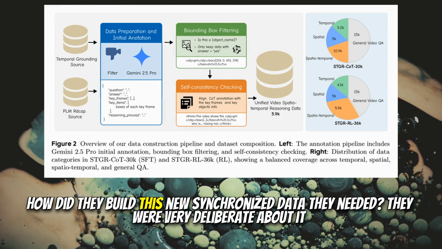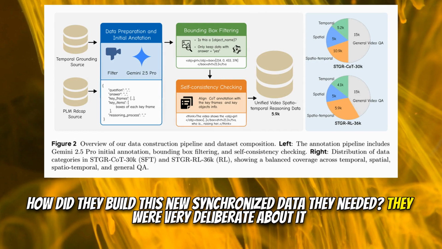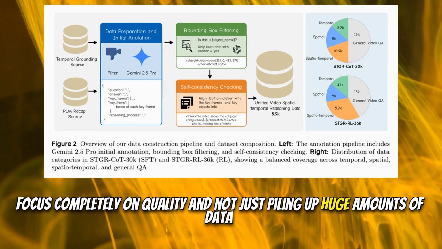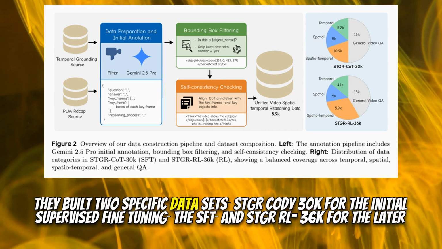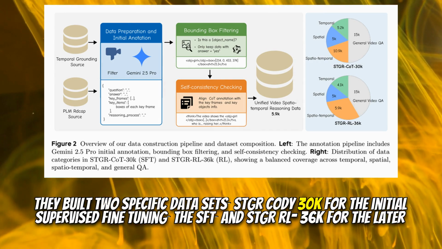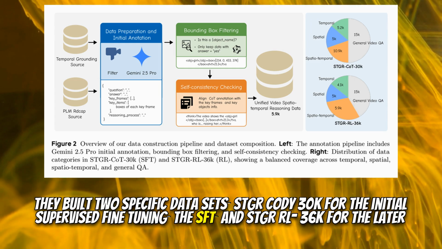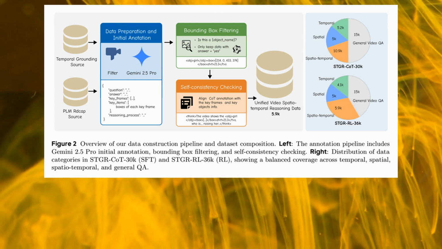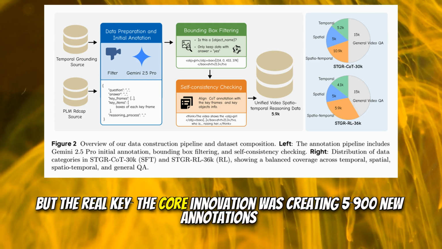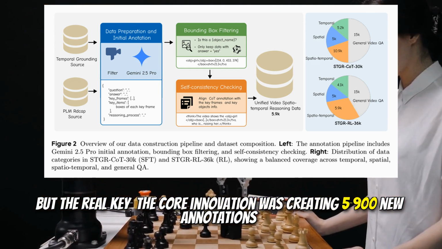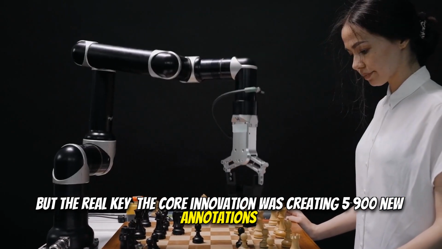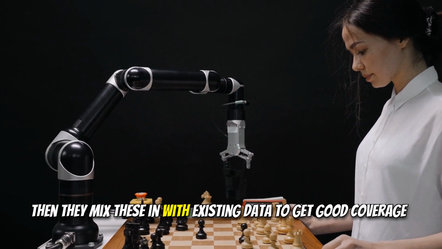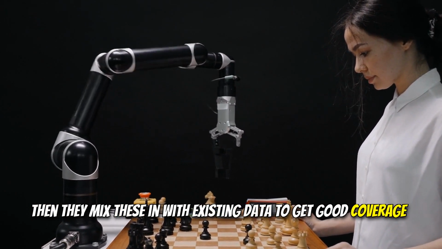How did they build this new synchronized data they needed? They were very deliberate about it, focused completely on quality, not just piling up huge amounts of data. They built two specific data sets: STGR COT30K for the initial supervised fine-tuning, the SFT, and STGR RL36K for the later reinforcement learning stage. But the real key, the core innovation, was creating 5,900 new annotations, really high-quality spatio-temporal samples. Then they mix these in with existing data to get good coverage.